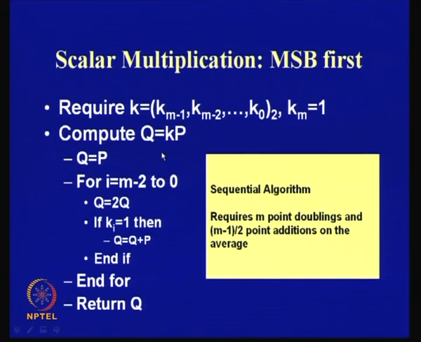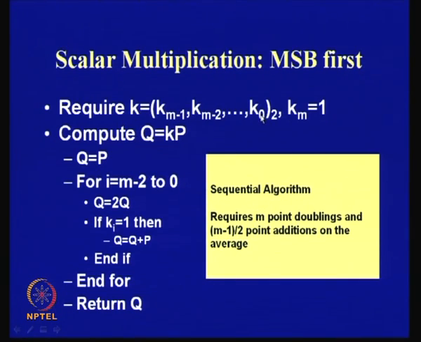Okay. So, a very simple way is what is known as the double and add algorithm. What we do is take this P and store it in a temporary register, call it Q, and for i equal to m minus 2 down to 0, we start from m minus 2 and go till 0, and we always do a doubling operation, and whenever there is a 1, then we do Q equal to Q plus P, that is the point addition operation. So, in this case you are parsing the scalar from MSB to the LSB.